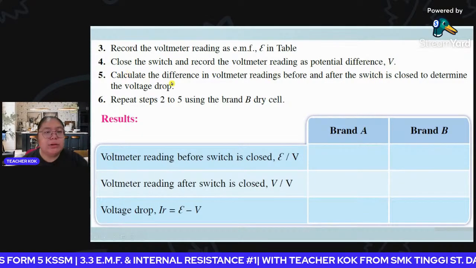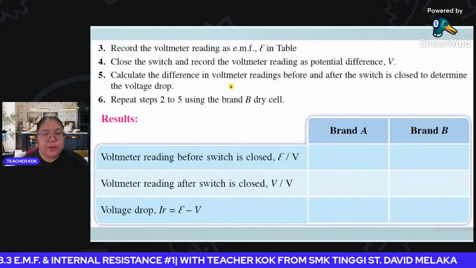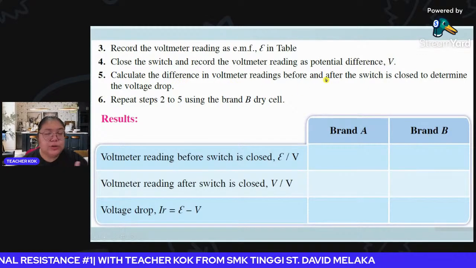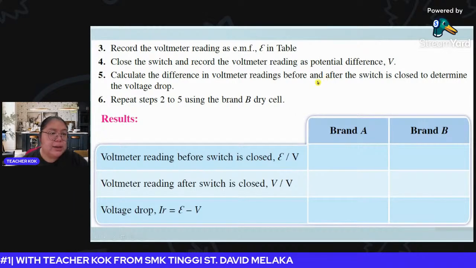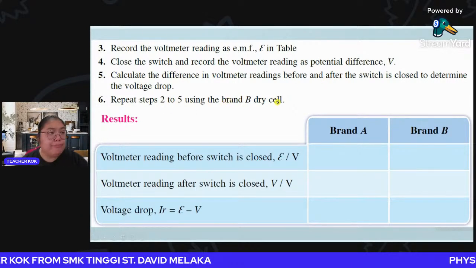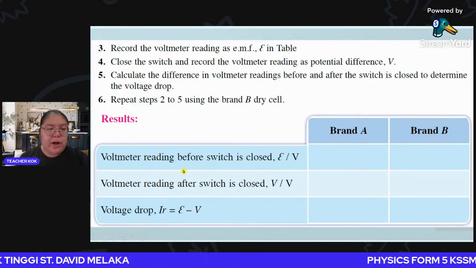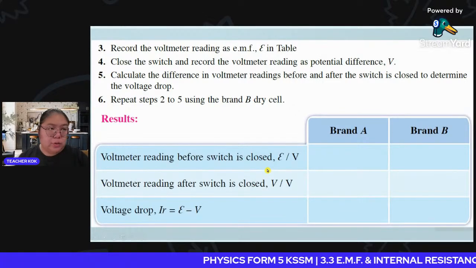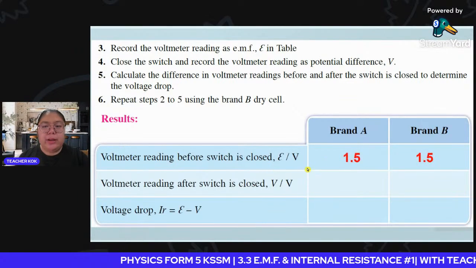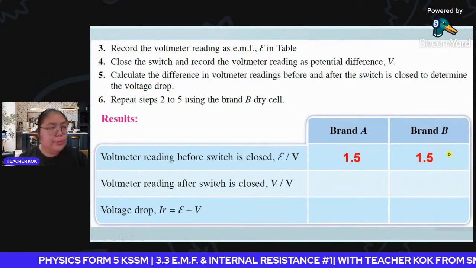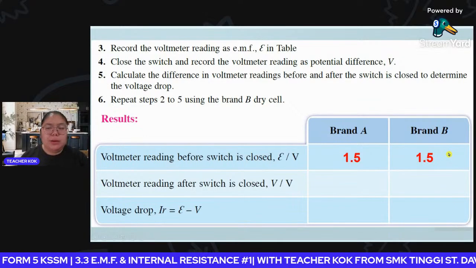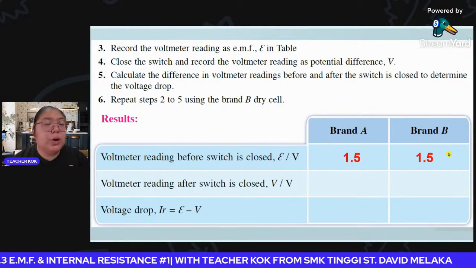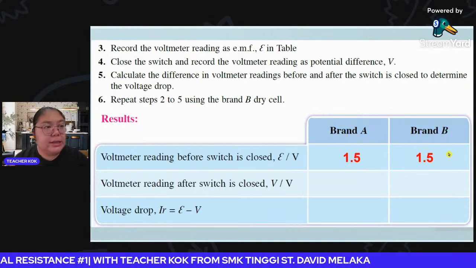Okay, now you need to calculate the differences in the voltmeter reading before and after the switch is closed and also open. So you repeat using brand B. Okay, so from here we find the voltmeter reading before they close, that means you just open. Brand A is 1.5, brand B also 1.5. That means they are new ones, both EMF is the same.